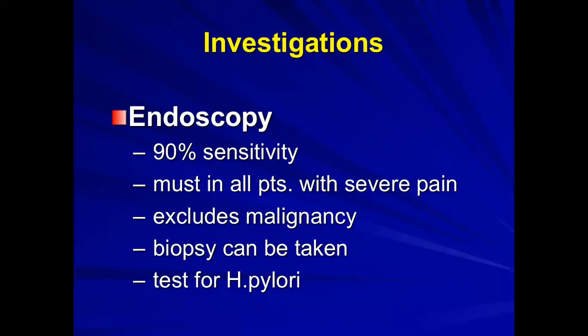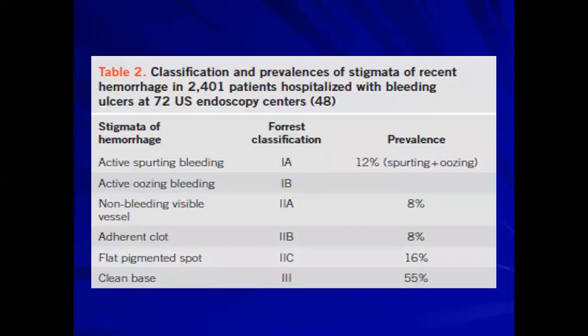Investigations: endoscopy has 90% sensitivity and must be done in all patients with severe pain. You have to exclude malignancy in your patient if they have recurrent symptoms or their age is more than 50 years, and or if they have red flag signs like weight loss, hematemesis, hematochezia, or stool fecal blood positive. So you have to rule out through endoscopy. Biopsy can be taken, and we usually take the biopsies, and you can take the biopsies for H. pylori, which is a gold standard.